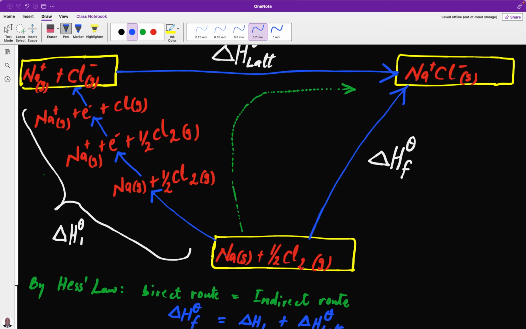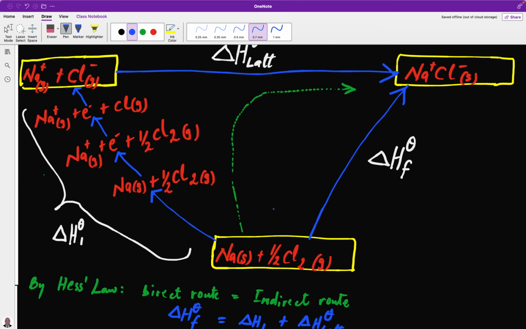This is atomization of sodium. After atomization of sodium, we go to the first ionization energy of sodium. After that, we go to atomization of chlorine. After that, we go to the first electron affinity of chlorine. Then this is the lattice energy. So now we can use this cycle according to Hess's law to calculate the enthalpy of formation.